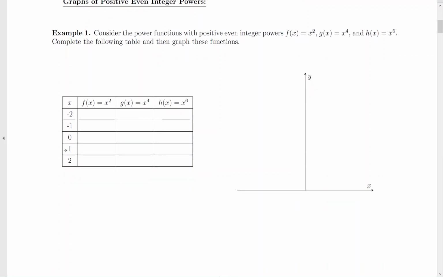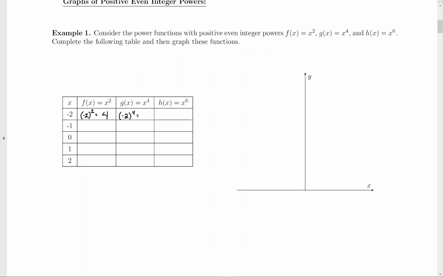They're giving us the input values for x: negative 2, negative 1, 0, 1, and 2. And we're going to plug those into the functions f of x, g of x, and h of x to get the corresponding output values. So for example, f of negative 2 would be to take the number negative 2 and square it. So negative 2 times negative 2, positive 4. And we get its output. Same with negative 2 plugging in for x and raising it to the 4th power in the g function.